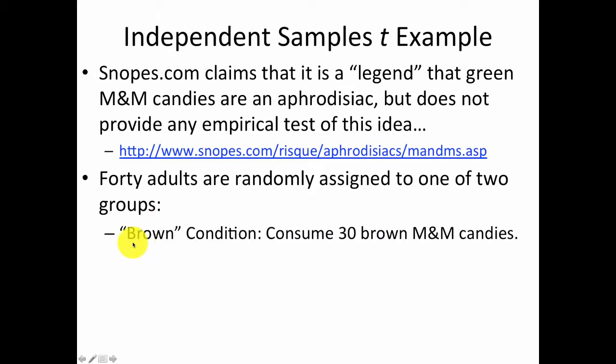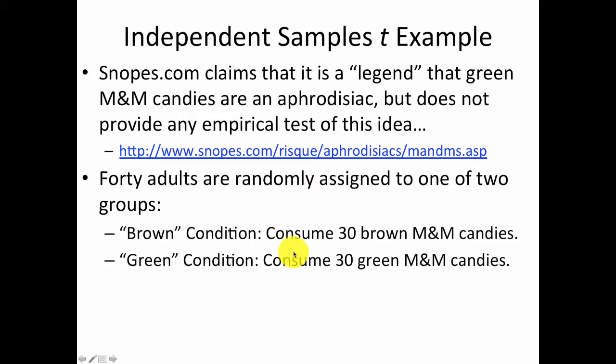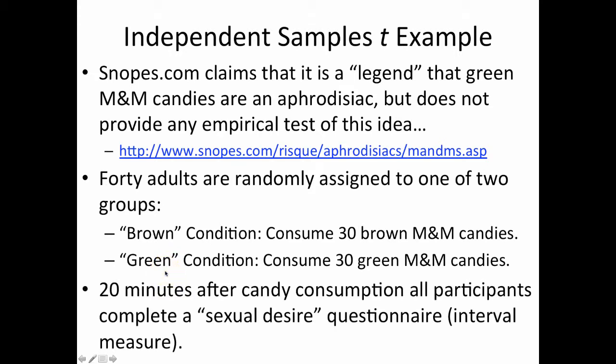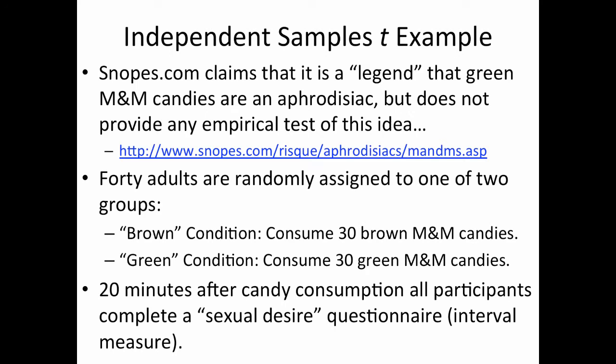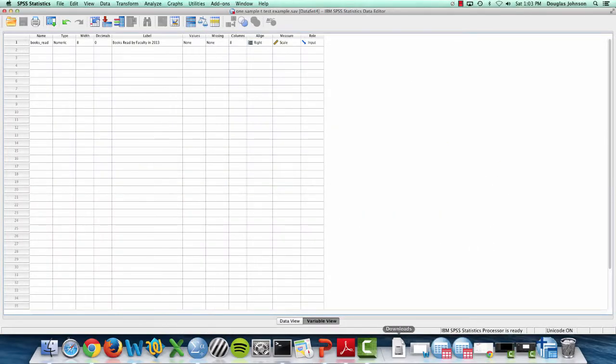In one of the conditions, people will consume brown M&M candies. And in another condition, they will consume green M&M candies. And then 20 minutes after consuming the candy, all participants will complete a sexual desire questionnaire. And we're told in the literature that this is an interval measure. And the IRB approved this, and we're not going to get anybody in trouble here. Oops. So let's go to SPSS.